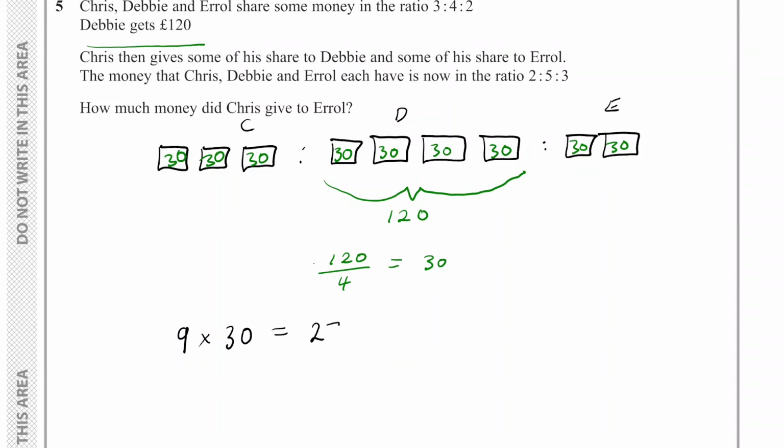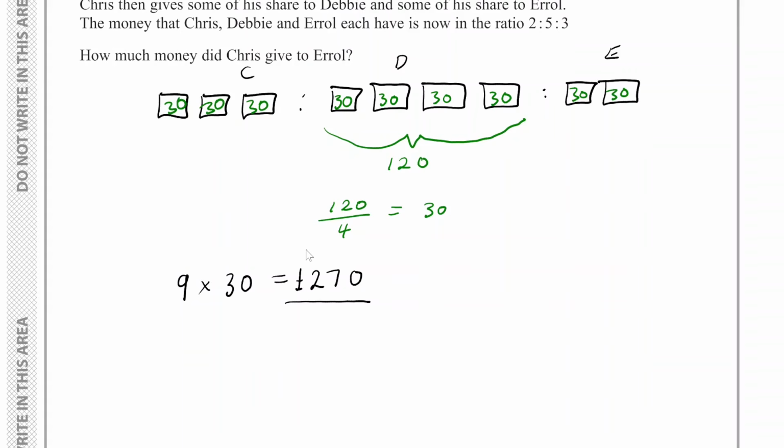So 9 3s are 27, 9 30s are 270. So that's the total amount of money. Chris has got 90, Debbie 120, Errol 60. That adds up to 270. So we need to share that in the ratio 2 to 5 to 3. So 2 to 5 to 3.